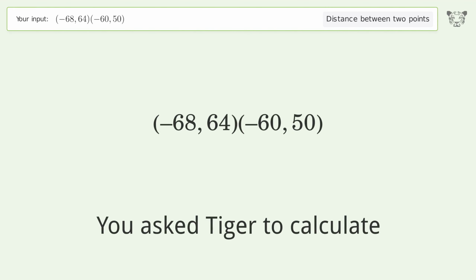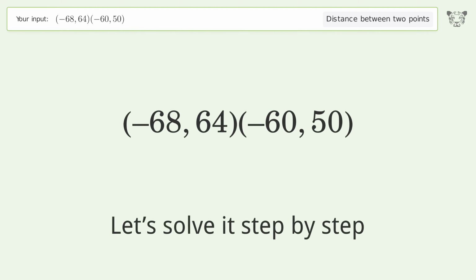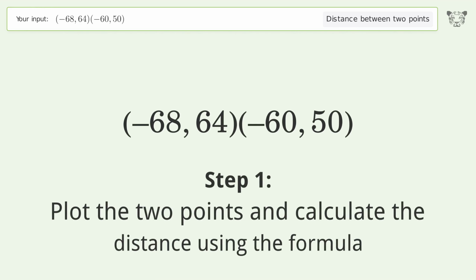You asked Tiger to calculate the distance between 2 points. The distance between the 2 points is the square root of 260, or 16.125. Let's solve it step by step. Plot the 2 points and calculate the distance using the formula.